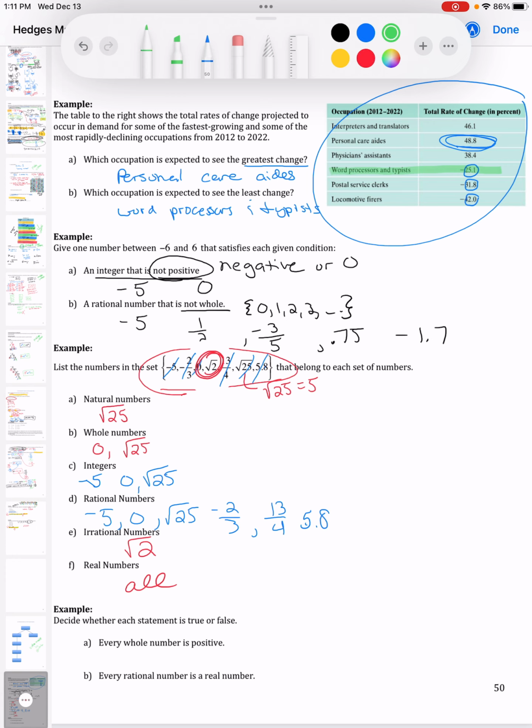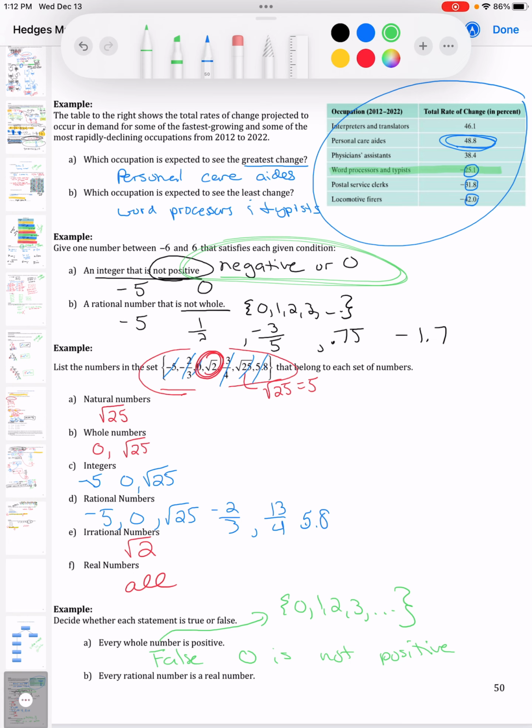Last one down here, true or false. Decide whether each statement is true or false. Every whole number is positive. Just to remind ourselves, the whole numbers start with 0 and go on up. A lot of people would say this is true because they don't see any negatives, but I already told you that 0 is not positive. So this is false. 0 is not positive.